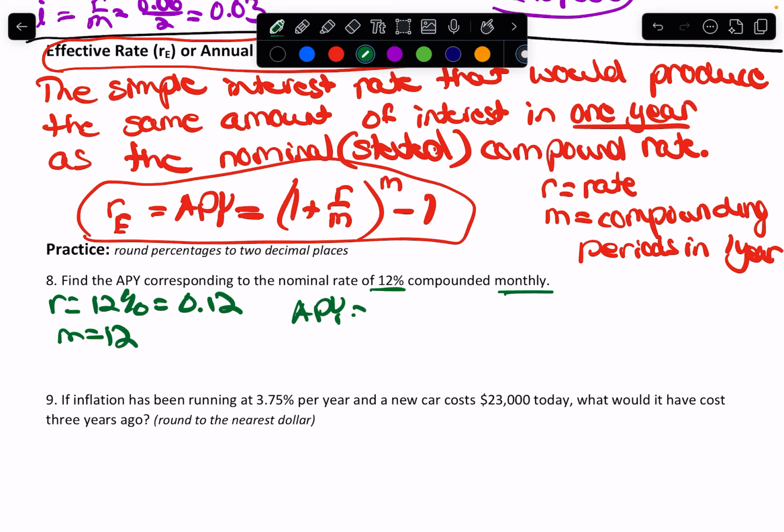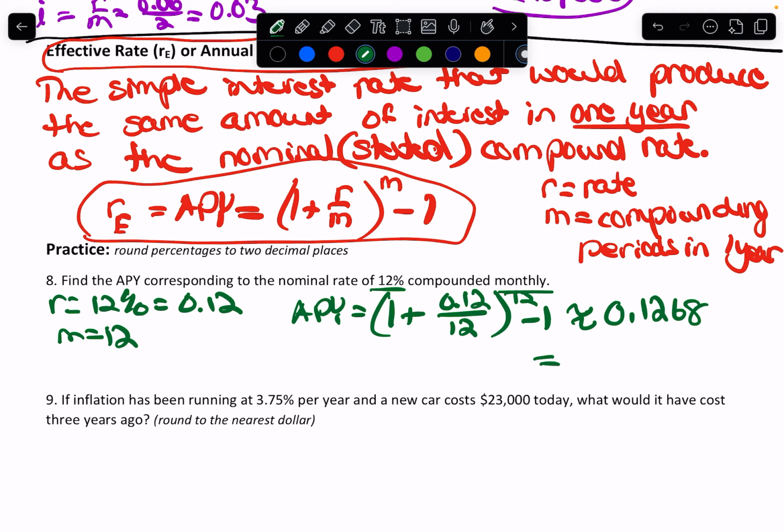APY equals 1 plus 0.12, oops, not divided by. The 1 is not, hold on, let me rewrite this. 1 plus 0.12 divided by 12, to the power of 12, minus 1, and that is 0.1268. This as a percent is going to be 12.68%, and it says 2 decimal places. There we go.